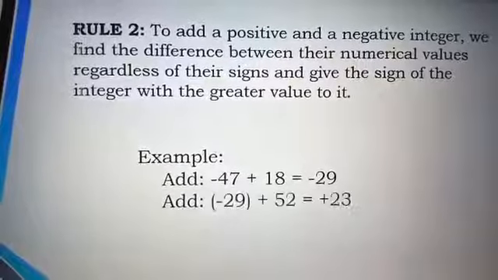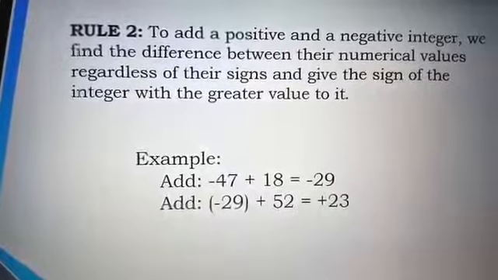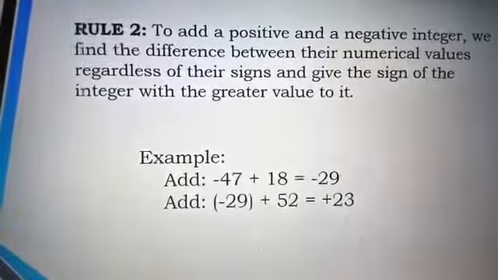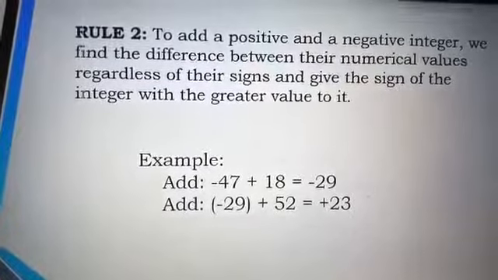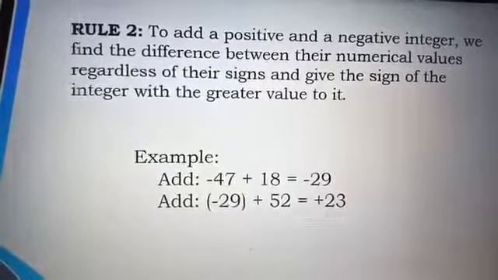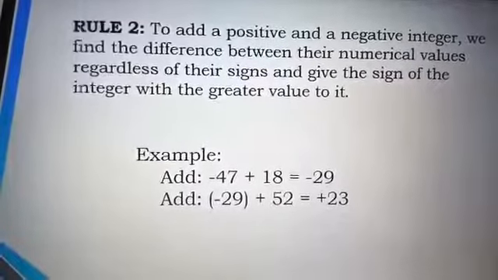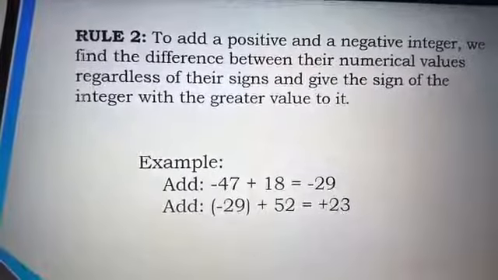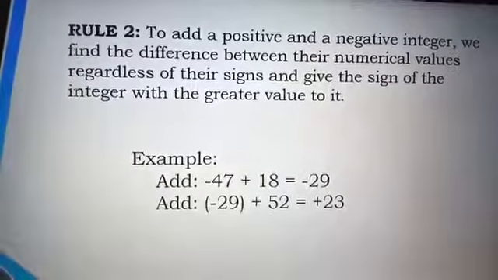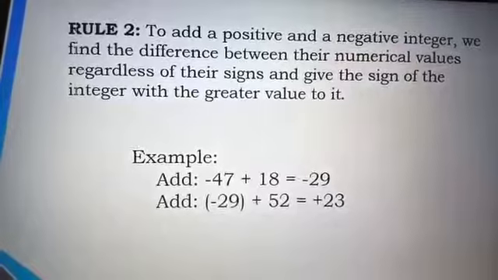I'll show you another example. Add minus 29 plus 52. What is the thing here? One plus and one minus, so plus into minus will be a minus. When you subtract 52 minus 29, the answer will be 23. But why have they written plus? Because the biggest number is 52. The sign of 52 is a plus, right? So we add that plus 23. I hope you understand the two rules.